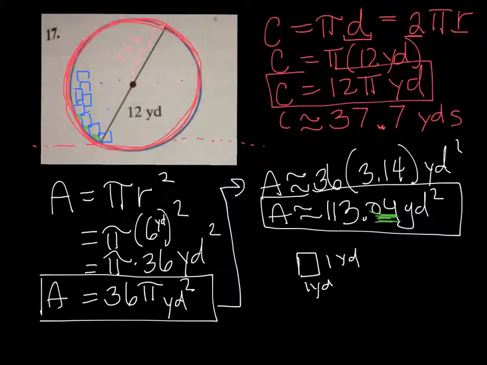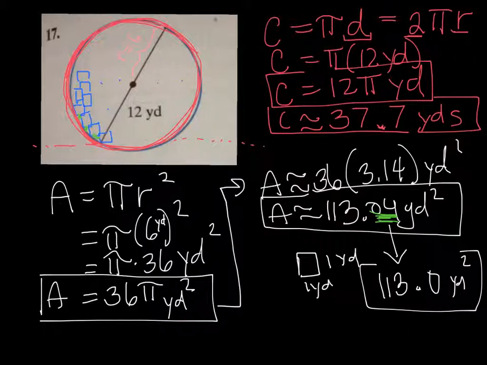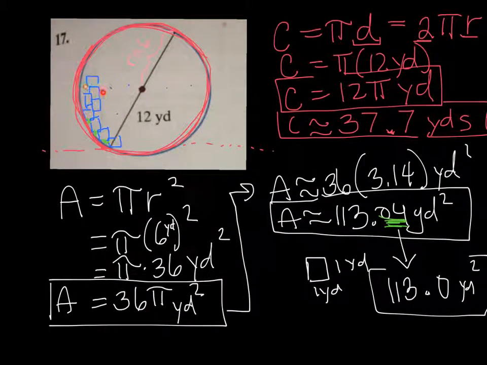So yards, there's no square here. It's not square units. It's literally just measuring. If you take a ruler and bend it, the measurement would be 37.7 yards. And since they say tenths place, the area really should be 113.0 square yards. Okay, so area is the inside, and the circumference is the outer edge.